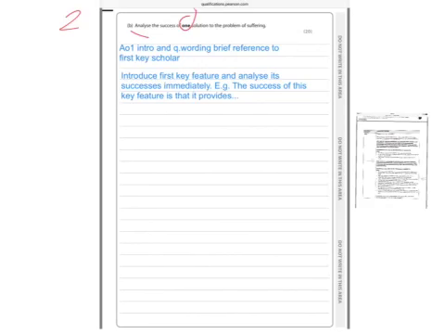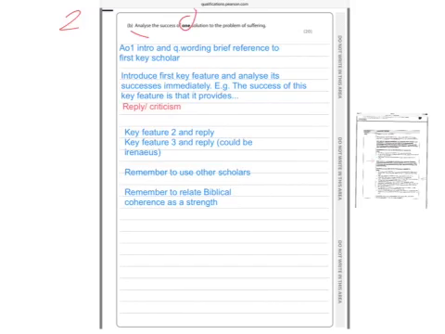A recommended phrase then is that the success of this key feature is that it provides, and where possible try to think about that from a religious point of view. In order to ensure that we're meeting the AO2 requirements, I recommend in every paragraph that you consider a reply or a criticism of that feature at as many stages as possible. Now essentially you want to try to repeat this method several times, so I'm not going to write the structure out in much more detail than this for now, but you'll see an example in just a moment.